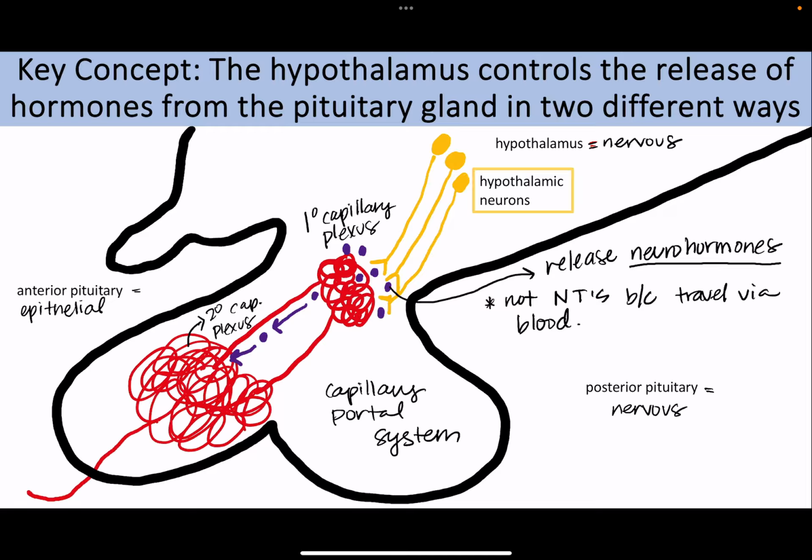Now, I won't test you on the anatomy of this portal system. Just know that we have a first capillary bed that these neurohormones get sent into. They're going to travel down these blood vessels to a second capillary bed. Okay.